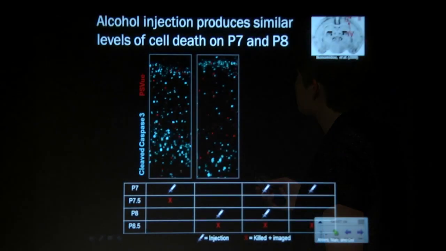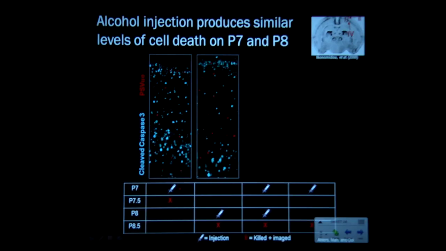So what I wanted to do first was just to determine my timeline of cell death in this model, as I did before. And what you'll notice is, once again, layer 2 is at the top of the image, layer 4 is at the bottom. And whether I inject on P7 or P8 and sacrifice 12 hours later, essentially what I get is an increase in cell death in the cortex.